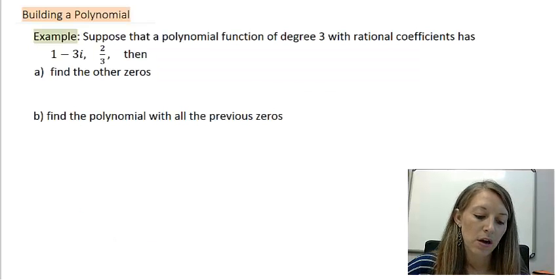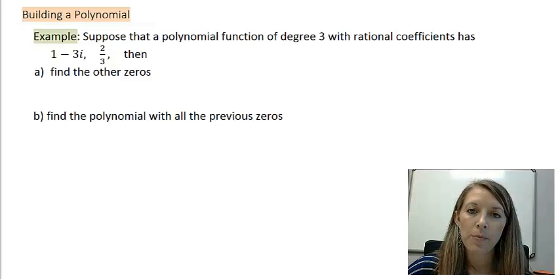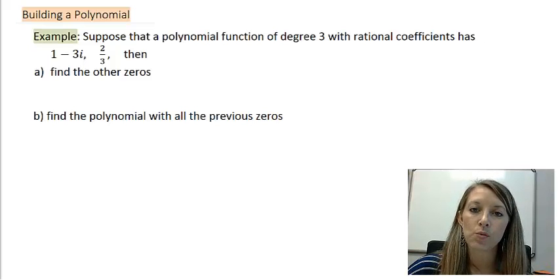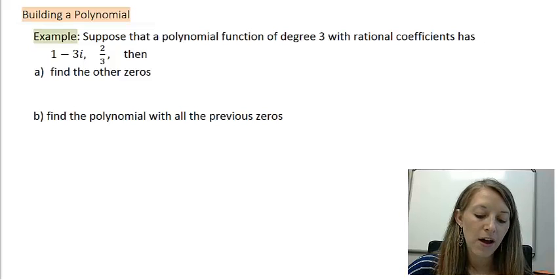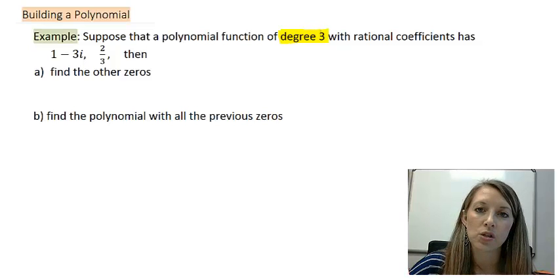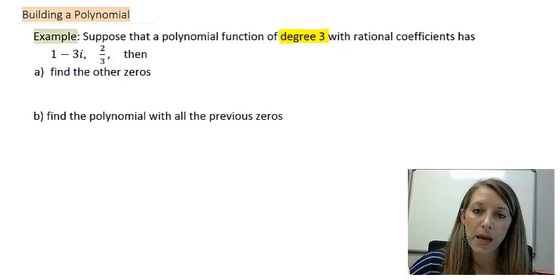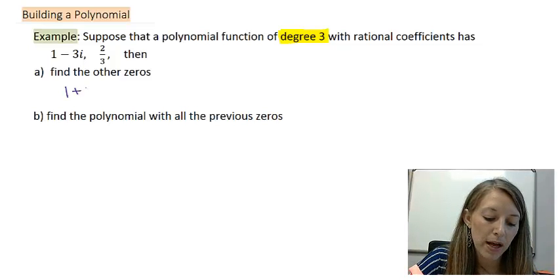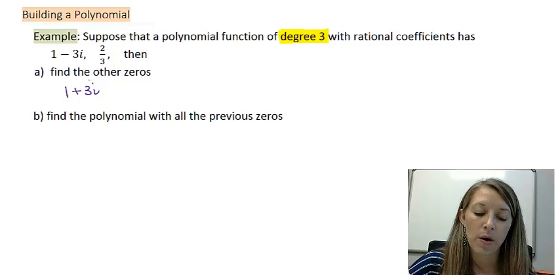Here they give us the zeros of 1 minus 3i and 2/3. And our job is to find the other zeros, reminding ourselves that imaginary numbers and roots come in pairs, and then find the polynomial with those zeros. This one gives us a little bit of a hint. It tells us that this is a degree 3 problem, which means we should have 3 zeros or 3 factors. Okay, part A, we know that imaginary numbers come in conjugate pairs, so that means I must have 1 plus 3i as a zero as well.